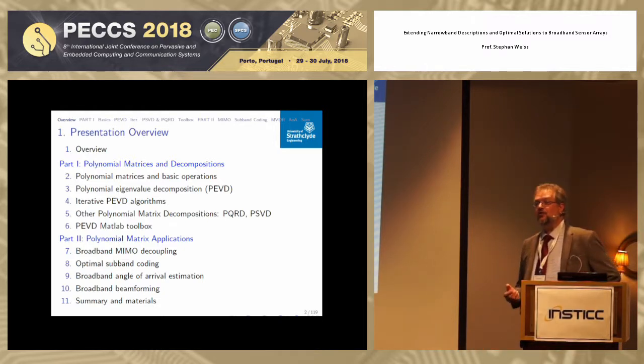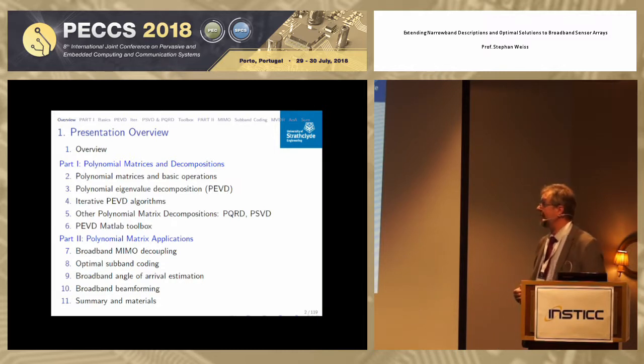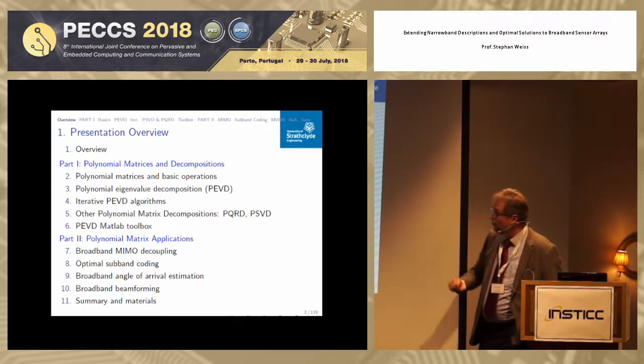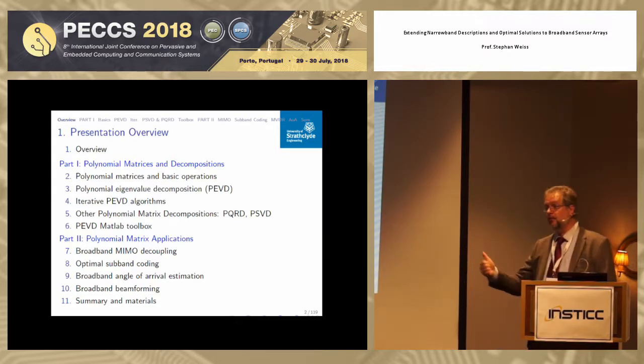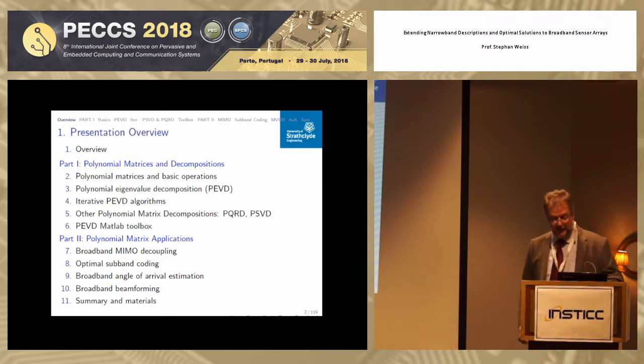So I'll introduce you to some of the polynomial matrix operations, where these come from, and then a way to find solutions in factorisations of these matrices. So that's the first part, and in the second part I will concentrate on two applications. One is for broadband beamforming. The second one is for angle of arrival estimation, just to give you a flavor of where these techniques can be applied.